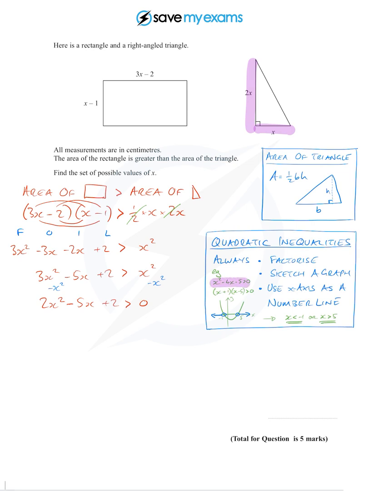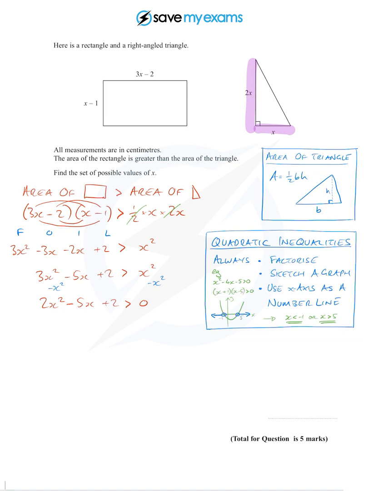So if I had something like x squared minus 4x minus 5 is greater than 0, I would factorize (x plus 1)(x minus 5), and that tells me that the roots of this function that I'm going to sketch are minus 1 and plus 5. And so I can sketch my graph. I'll do that in more detail in a minute.